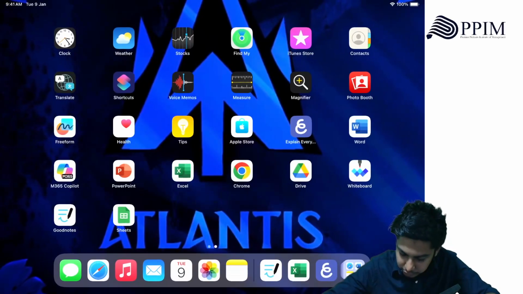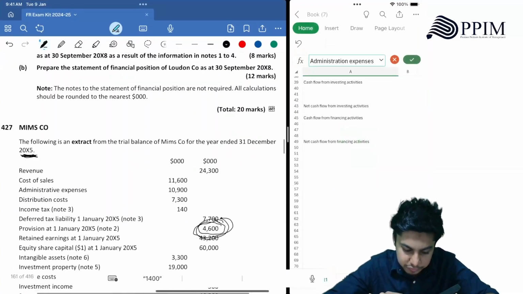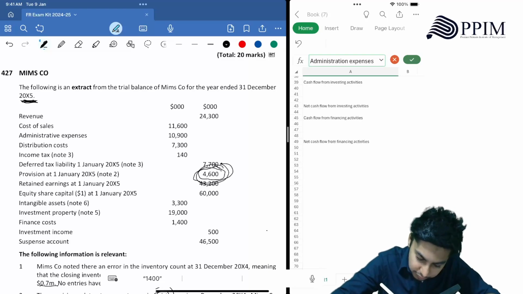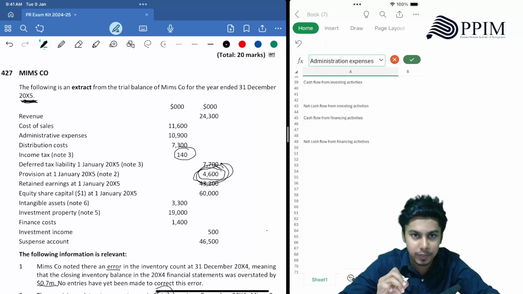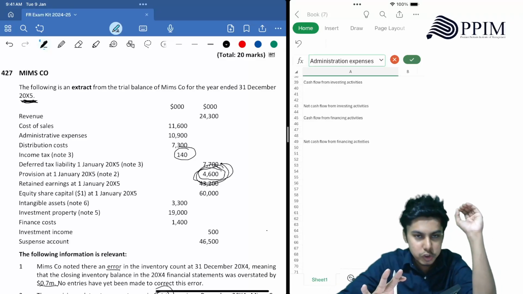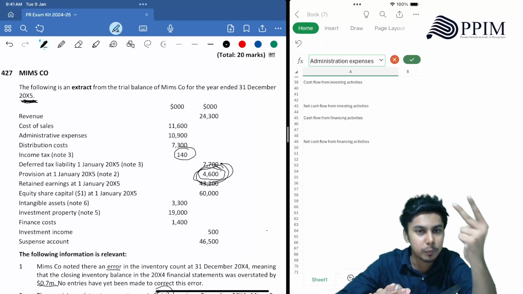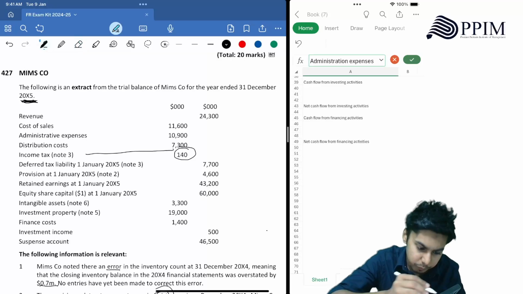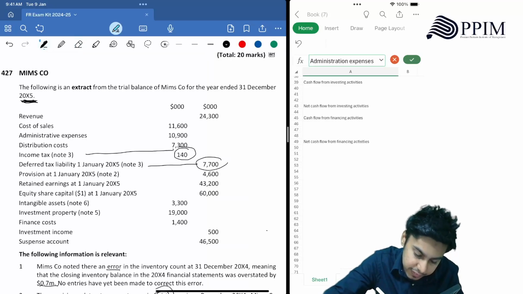First of all, guys, you should go to your trial balance. When you start this method, the first thing you should do is go to your trial balance and see, is there something called tax here, guys? Can you see? Income tax. What's the answer? 140. First, find that. In your trial balance, there will be two types of tax. One is income tax. The other one is deferred tax. Can you see here, guys? There's another one, deferred tax.